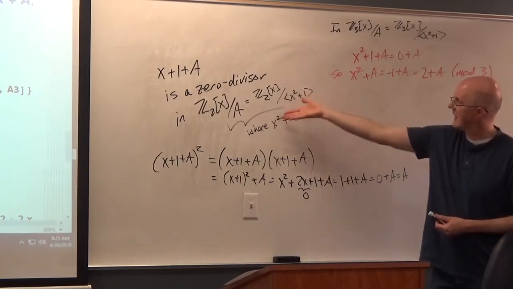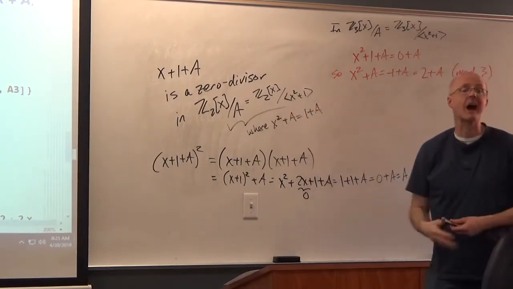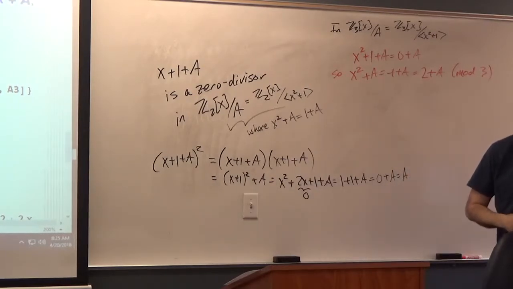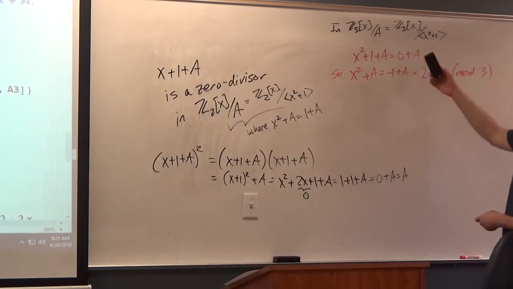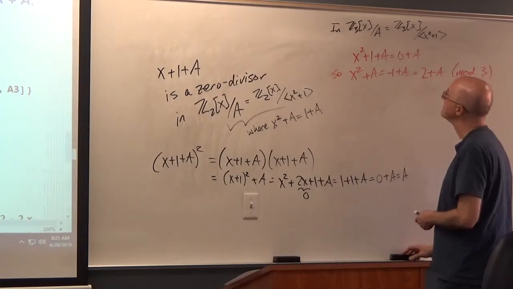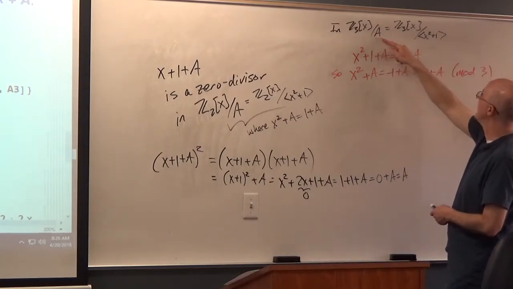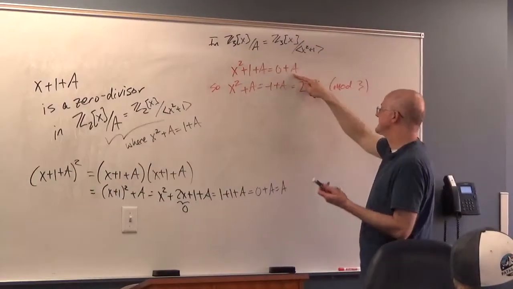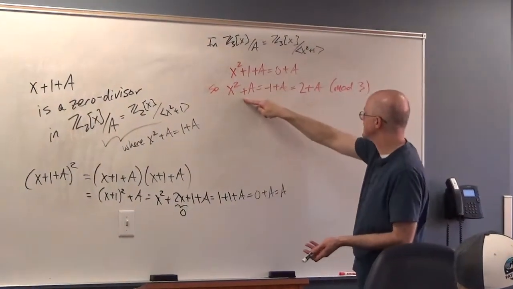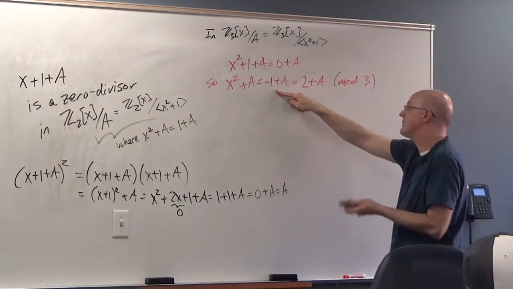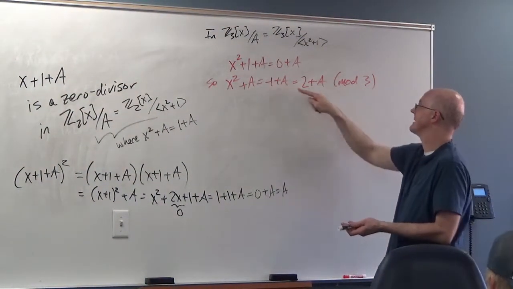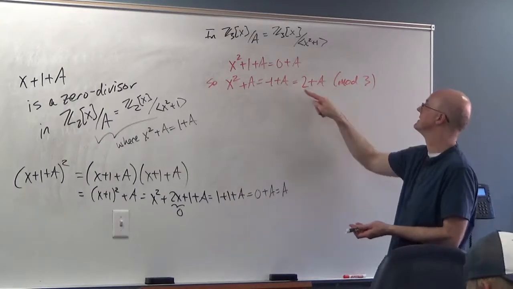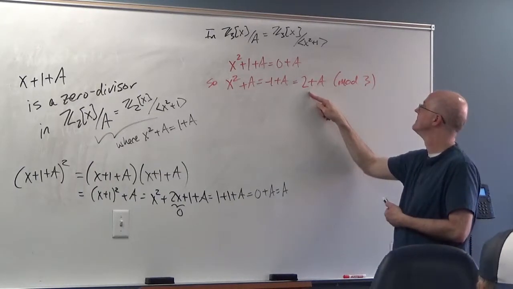That confirms it's a zero divisor, so again, this factor ring cannot be a field. Fields don't have any zero divisors; they are integral domains. Coming back up here to the other one, in Z3[x] mod A, x squared plus 1 is still in A, and that means x squared plus A equals negative 1 plus A, but now we're doing mod 3 arithmetic, so negative 1 is the same as 2. The additive inverse of 1 is 2 in Z3.